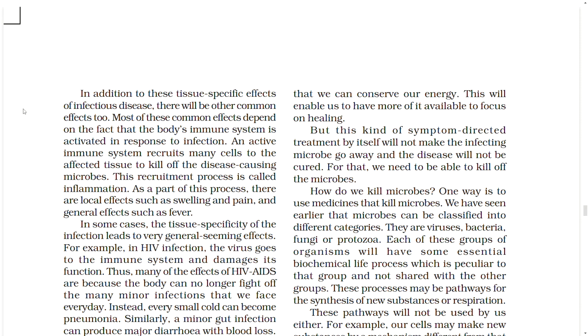In addition to this tissue-specific effect of infectious diseases, there will be other common effects too. Most of these common effects depend on the fact that the body's immune system is activated in response to infection. An active immune system recruits many cells to the affected tissues to kill off the disease-causing microbes. This process is called inflammation. As a part of the process, there are local effects such as swelling and pain, and general effects such as fever.